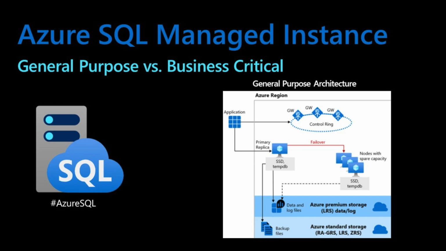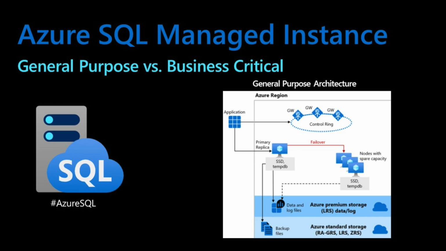Now, looking down lower at the replica, we can see that we have one primary replica. We then have some spare nodes that are each going to be running the SQL Server software, but they're not going to be doing any type of work. They're just there for standby purposes.